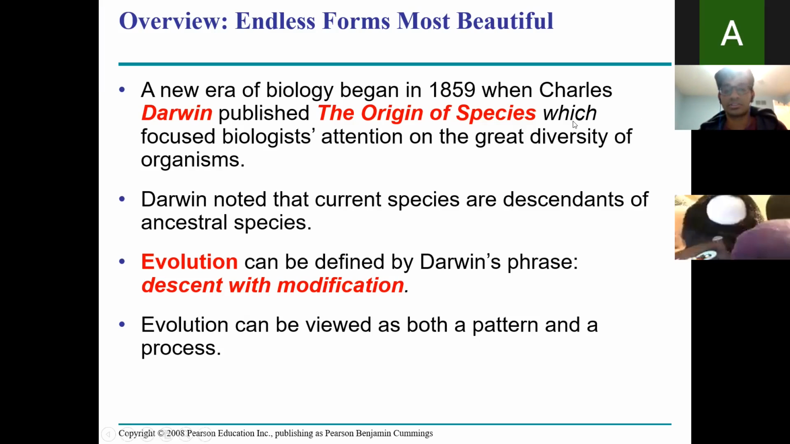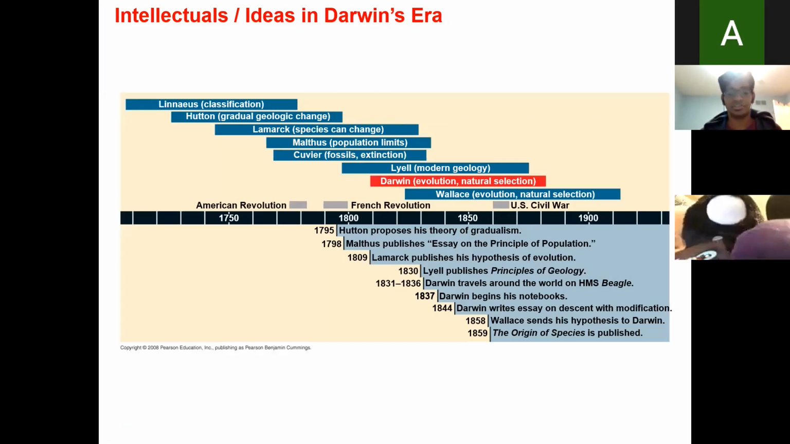Things Darwin noted are that current species are descendants of ancestral species, and they change over time. Evolution, in a very brief sense, is descent with modification. That's a very quick way to define evolution, but it is accurate. Evolution has a lot of components in it, but you can view it as both a pattern and a process. These are just ideas that were thrown around about how people thought that organisms change, and generally just ideas about biology.